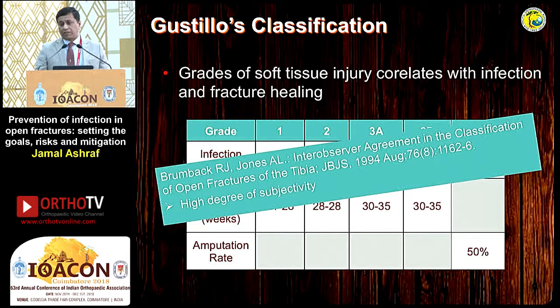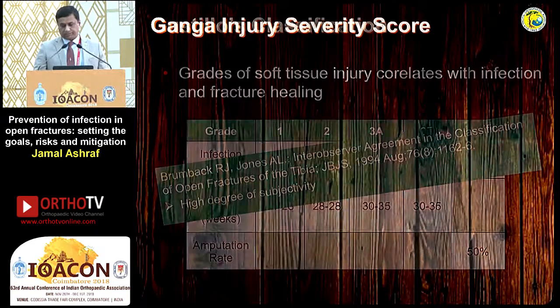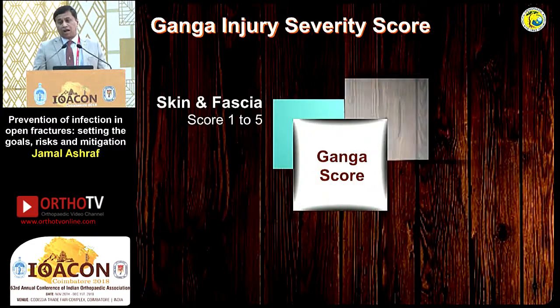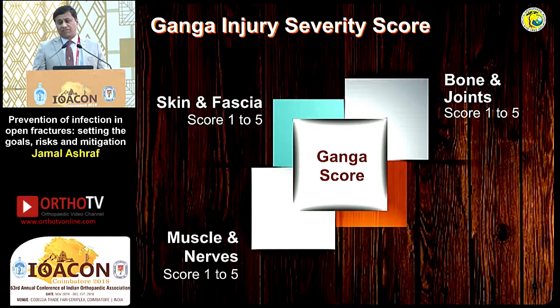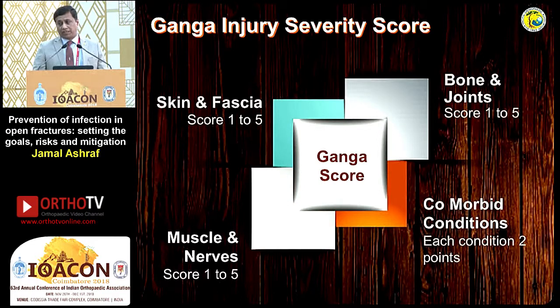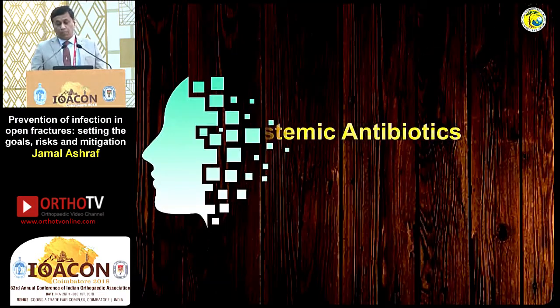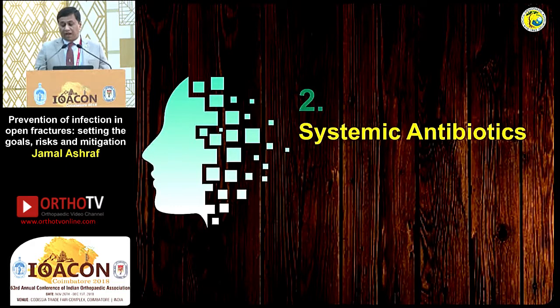Therefore, it is recommended that your classification not be done in the ER, but after primary wound care and debridement in the OT. Now, that brings me to the Ganga Severity Score, which classifies injuries on the basis of 4 major criteria. It not only helps in the assessment of the severity of injury, but also provides you with guidelines on reconstruction. Point number 2, systemic antibiotics.